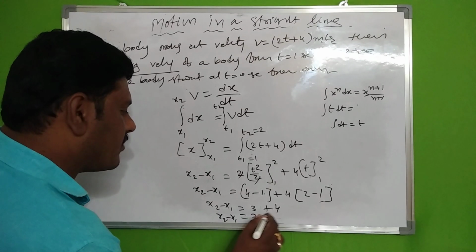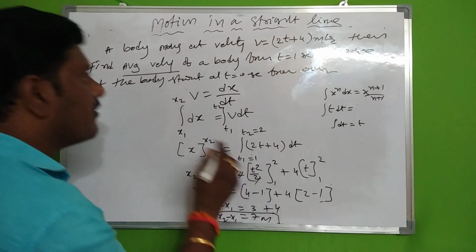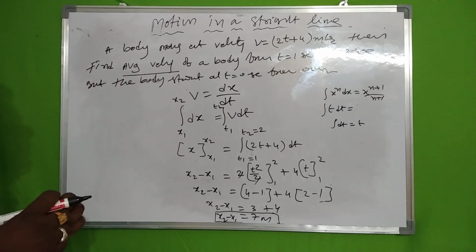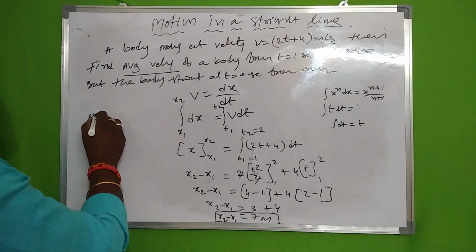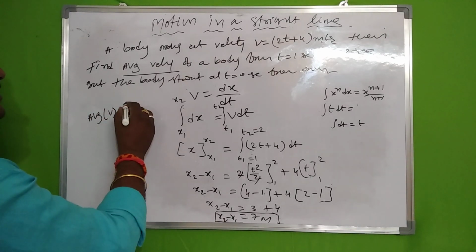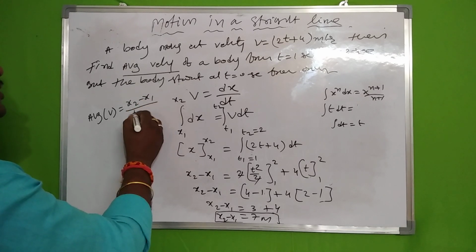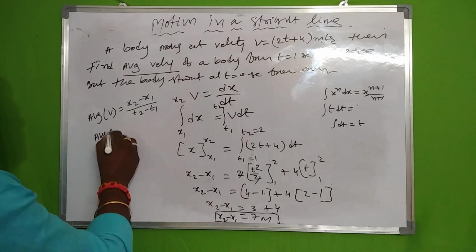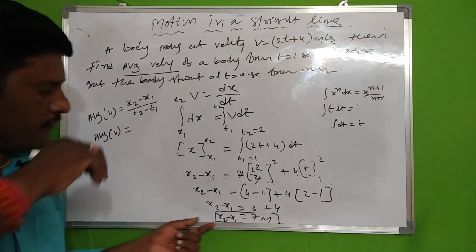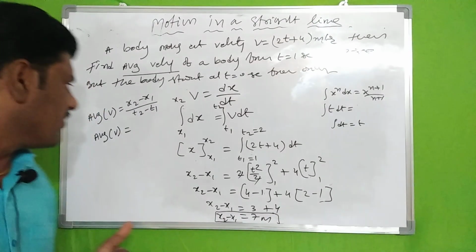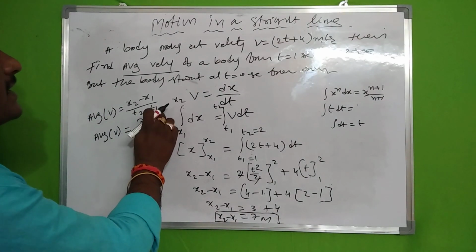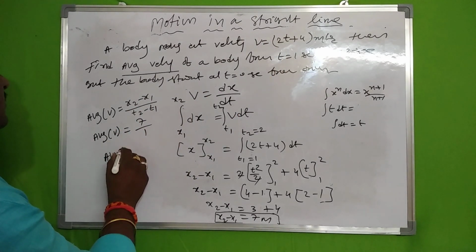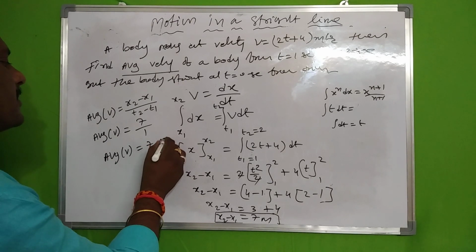But x2 minus x1 equal to 7 meters, but we require the average velocity. So average velocity is nothing but change in displacement x2 minus x1 by change in time t2 minus t1. We already proved that x2 minus x1 is 7. So 7 by t2 minus t1, and 2 minus 1 is 1. So finally we get the answer: 7 meter per second.